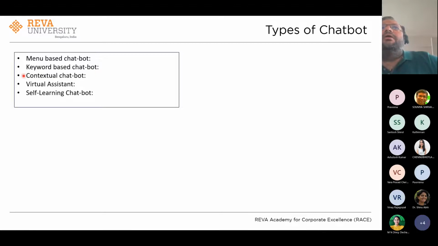Okay. Now the next step is contextual chatbot. What is the difference between a keyword and a contextual chatbot? It's the same example I referred to earlier: stock prices, and spelling mistakes you need to take care of.